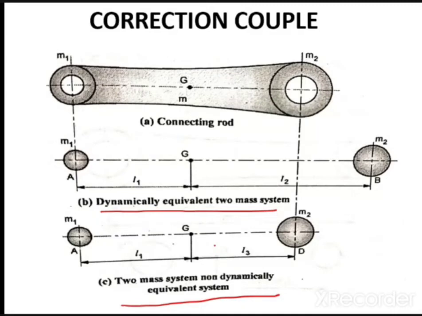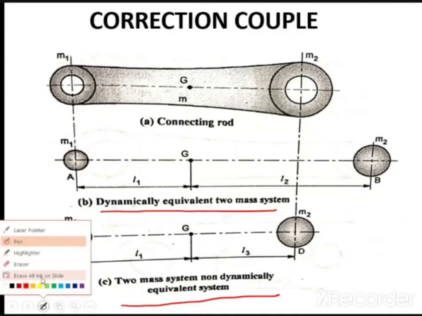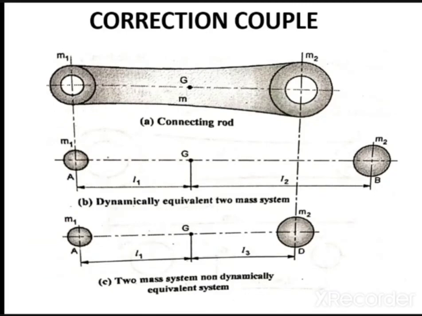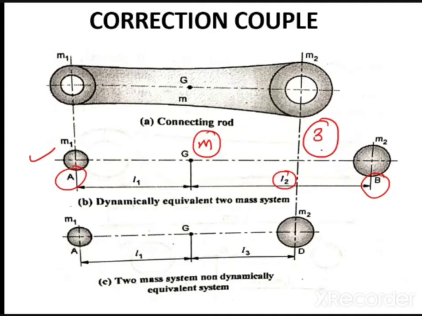Okay, so now we'll start with the derivation. To start, consider this diagram, where I am showing by the arrow two masses m1 and m2 placed at point A and point B respectively, at distances L1 and L2 from the center of gravity of mass m. Such that this system satisfies all the three conditions. So it is called the dynamically equivalent system.